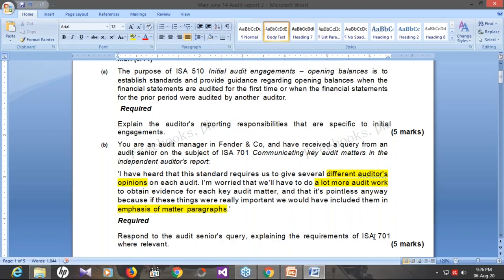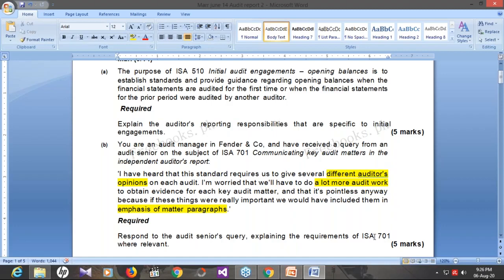Actually, the auditor's opinion relates only to the financial statements. He is providing an opinion on the financial statements only. So what is CAM doing there? CAM is the explanation of the matters which are most significant to the audit. So the first point that the senior raised is that we will have to give different opinions. No, this is not the case. In CAM, you just highlight the significant areas, and the opinion that the auditor issues only relates to the financial statements.